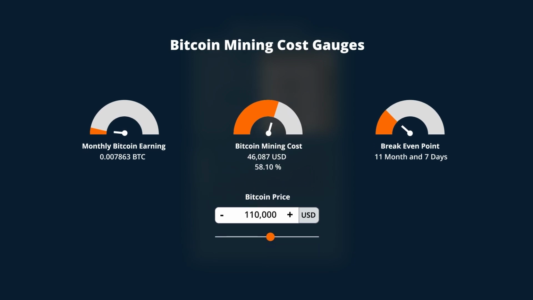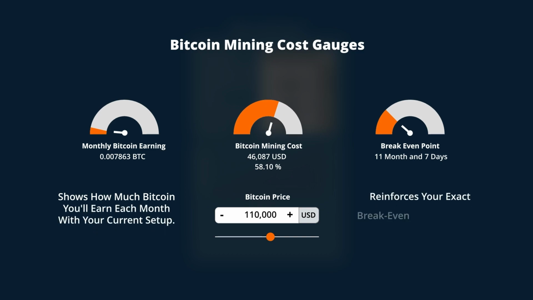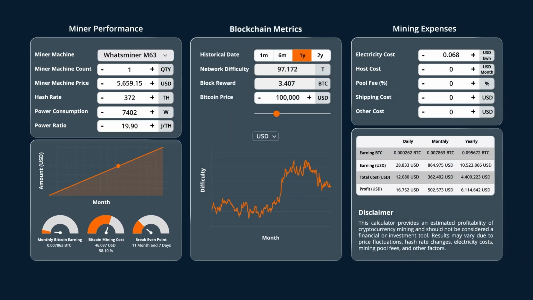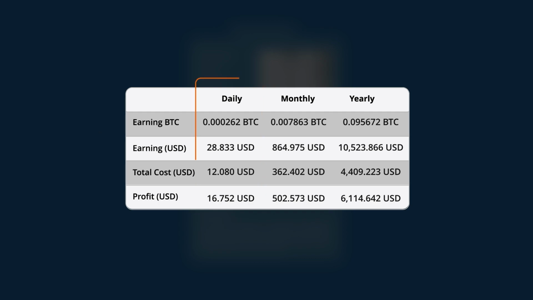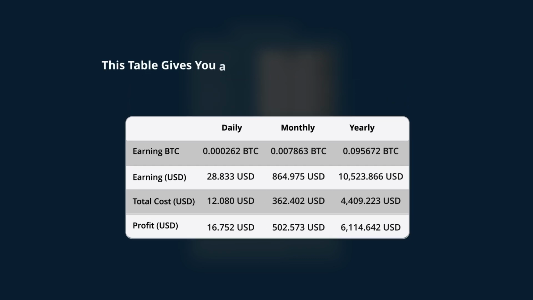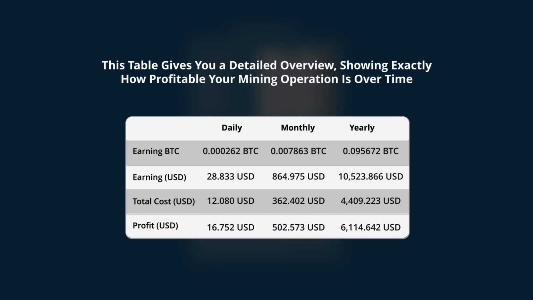The monthly Bitcoin earning gauge shows how much Bitcoin you'll earn each month with your current setup. The break-even point gauge reinforces your exact break-even time frame in a clear, easy-to-understand format. And finally, the summary table breaks down your earnings and costs into daily, monthly, and yearly figures. This table gives you a detailed overview, showing exactly how profitable your mining operation is over time, allowing you to make informed, strategic decisions.